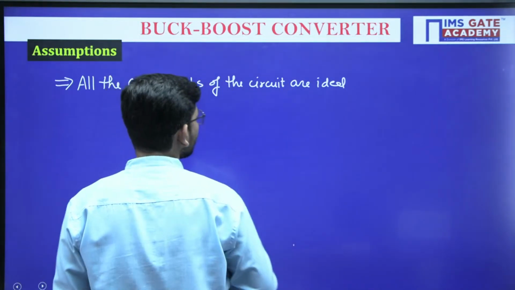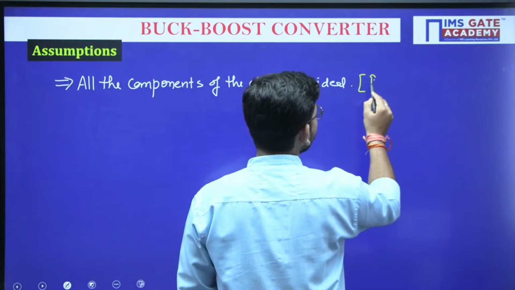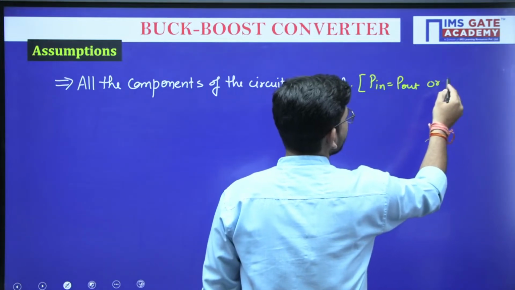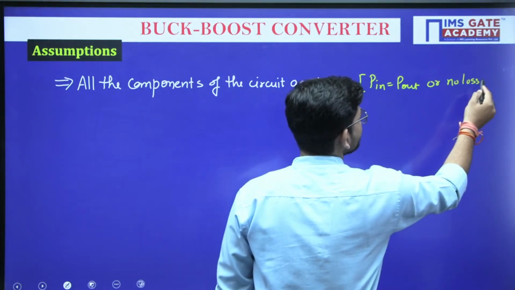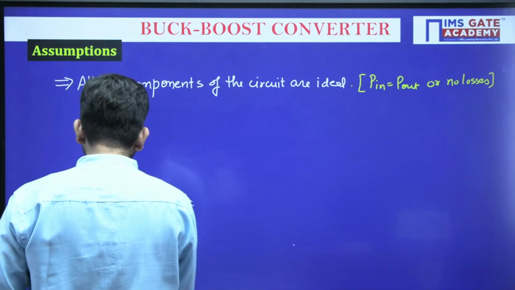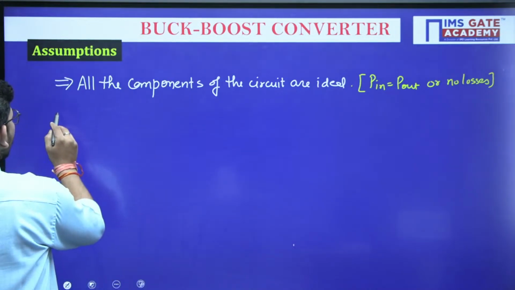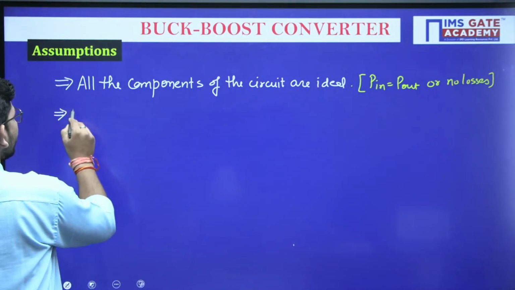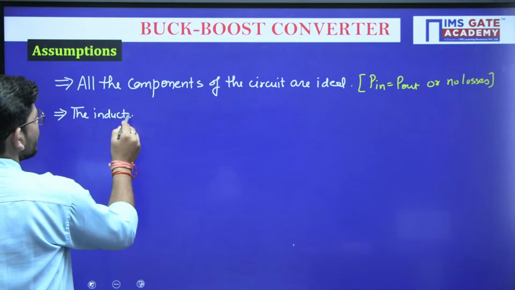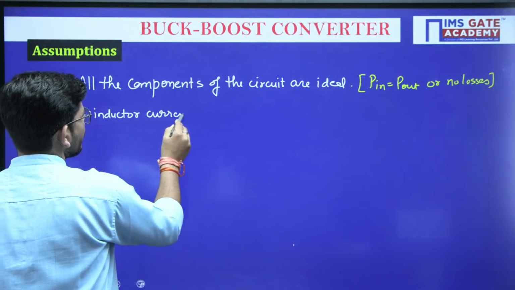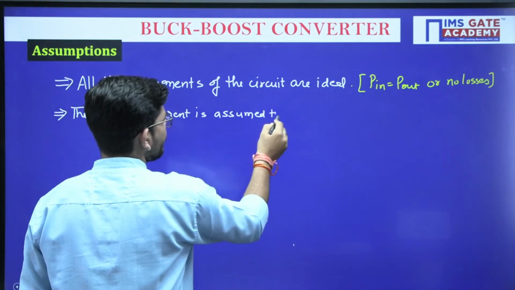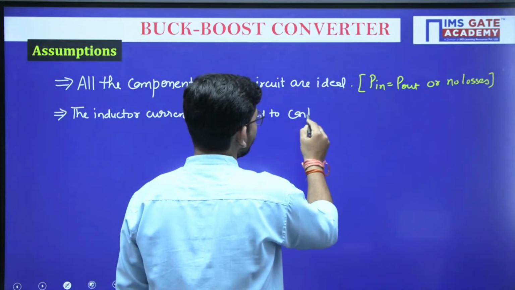If we are assuming that all the components of the circuit are ideal, that means input power is equal to output power, or there are no losses. This is the assumption that we have taken. Ideally this will not be the case, there are some losses that will happen in the circuit. Apart from that, we have a very important assumption related to the inductor current. And what is that? The inductor current is assumed to be continuous and periodic.